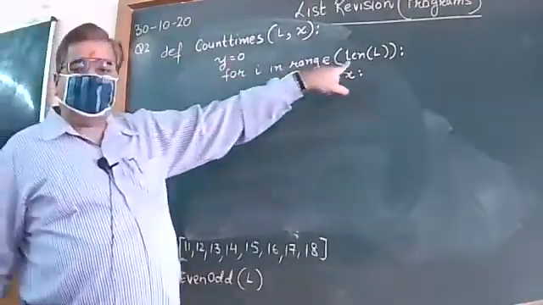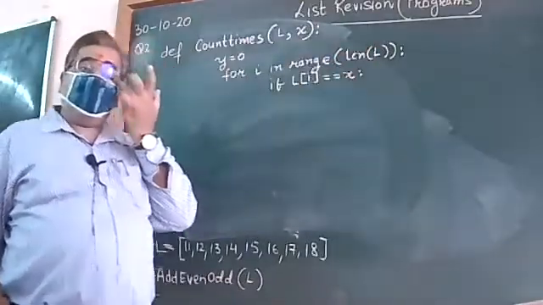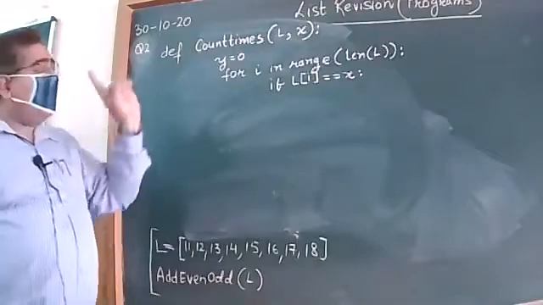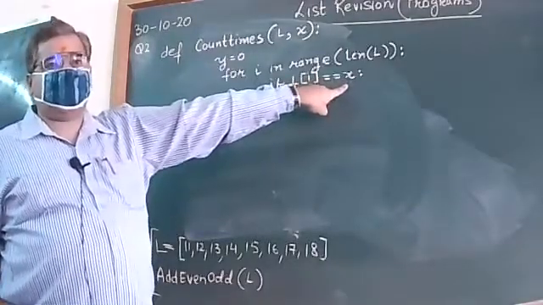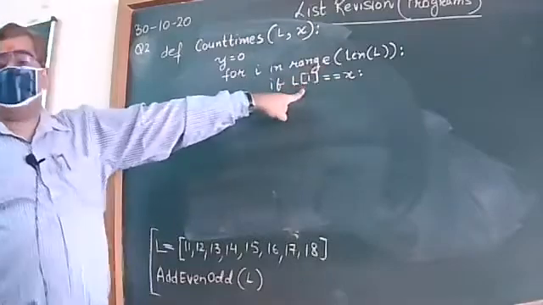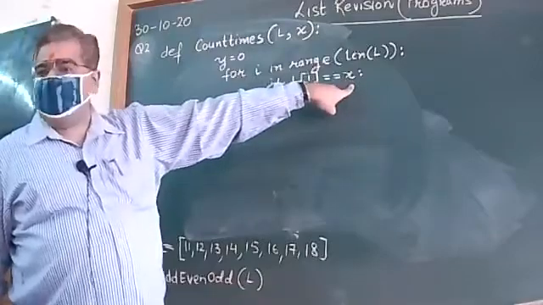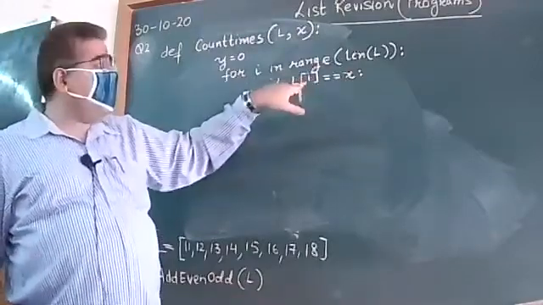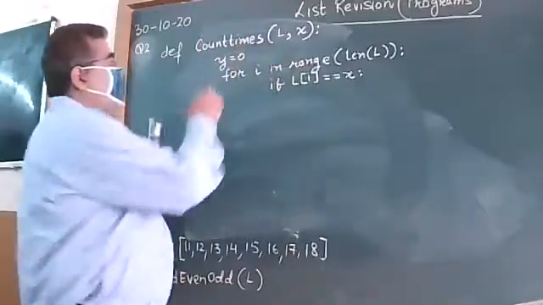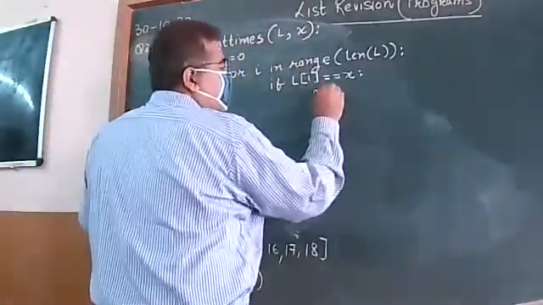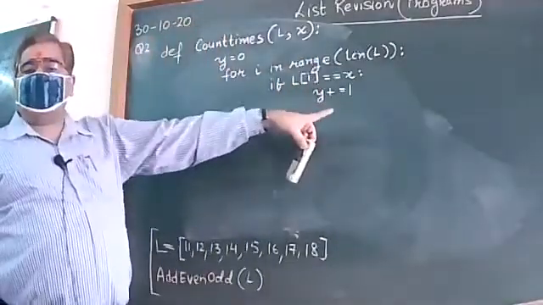starting from the 0th element till the last element, my for loop will continue to run. Each element of the list will be compared with the desired element. Where the matching occurs, this variable will get incremented.